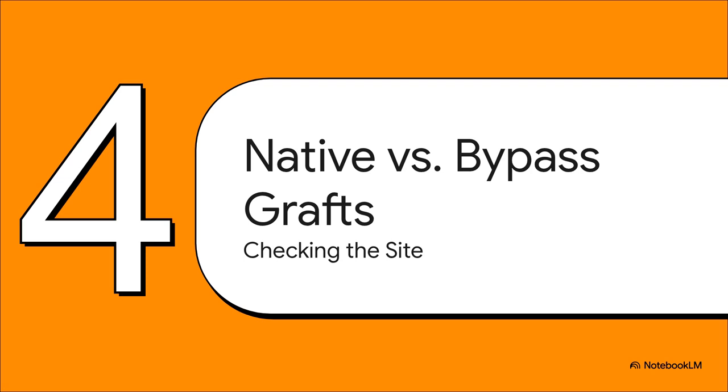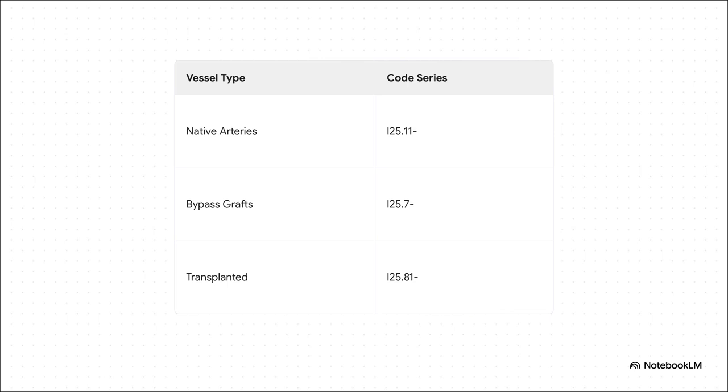Section 4. Native vessels versus bypass grafts. Okay, so knowing you need a combination code is only half the battle, right? You also need to know exactly where this disease is happening. This strict hierarchy is something you absolutely have to memorize. If the CAD with angina is in the patient's original native arteries, you're locked into the I25.11 series. If it involves a bypass graft, a CABG, you're looking at the I25.7 series, and you'll need to specify if it's an autologous vein, artery, or non-autologous graft. And finally, if it's in a transplanted heart, you jump to the I25.81 series. You always have to check the site.